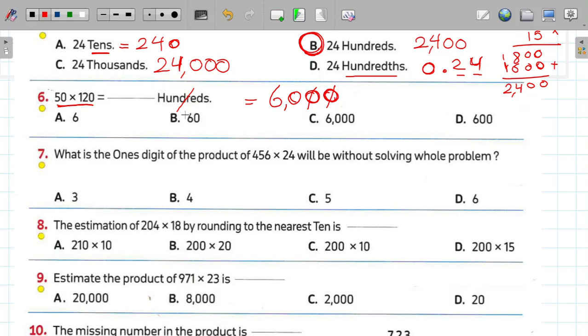Okay, so how many hundreds is with me right now? I think it will be 60, because 60 hundreds equals 6,000. Okay, so it will be 60 hundreds.